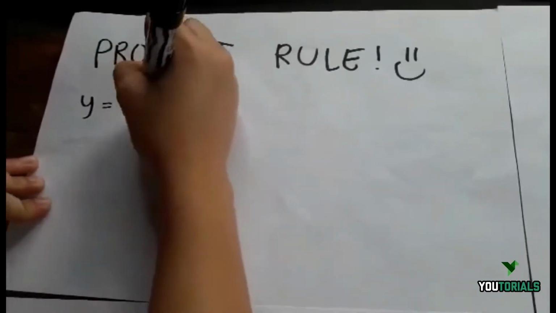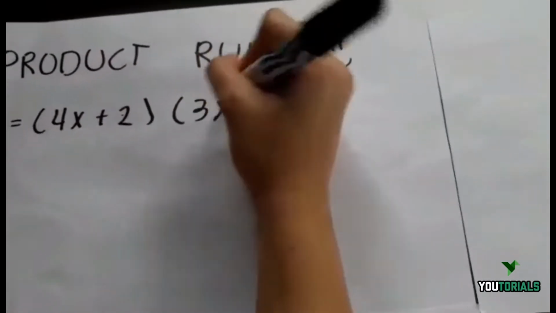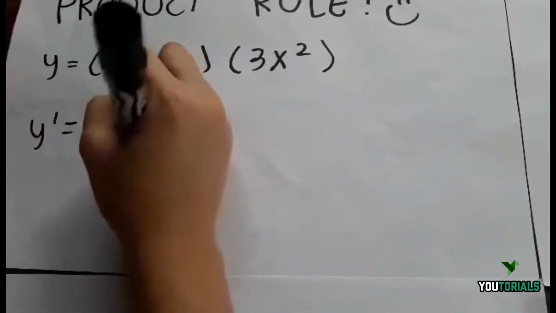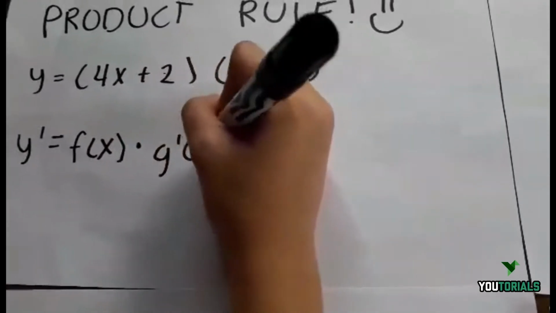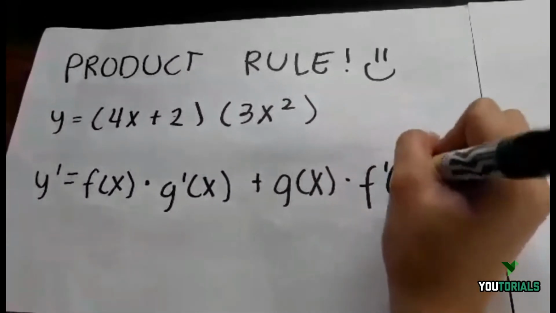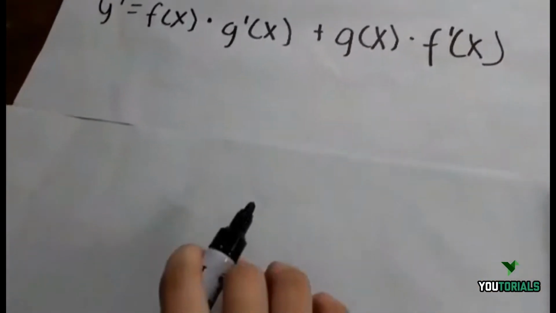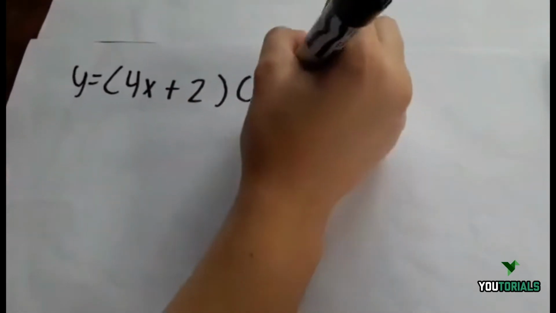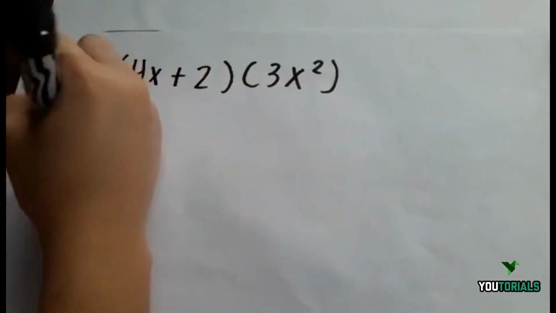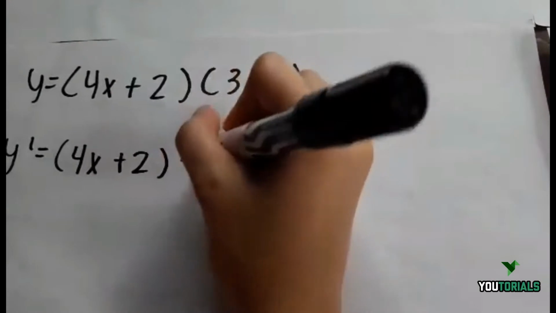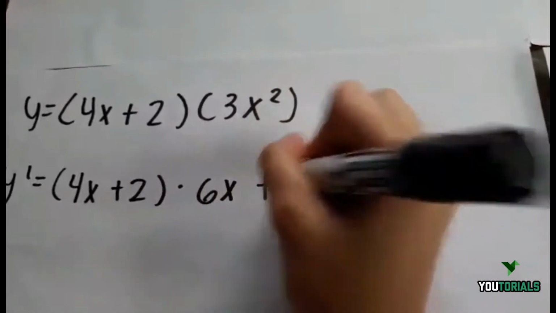Given a function of y is equal to 4x plus 2 times 3x squared, we are about to find its derivative, wherein y prime is equal to f of x times g prime of x plus g of x times f prime of x. So, 4x plus 2 times the derivative of 3x squared, which is 6x, plus 3x squared times the derivative of 4x plus 2, which is 4.